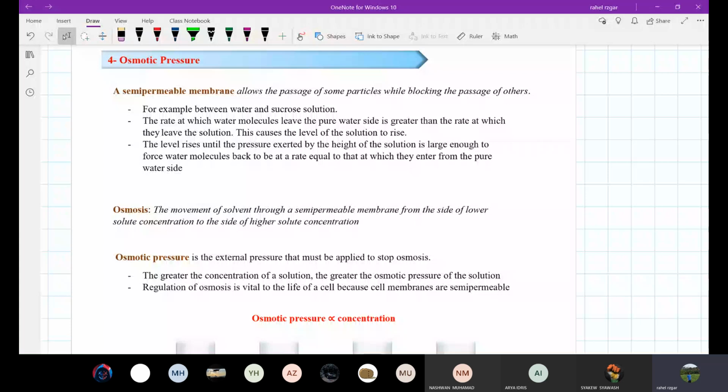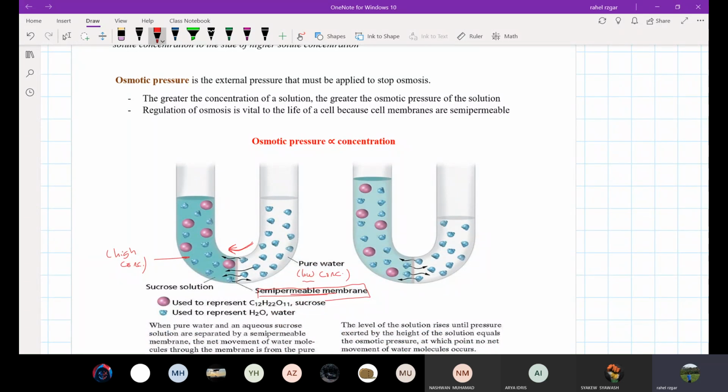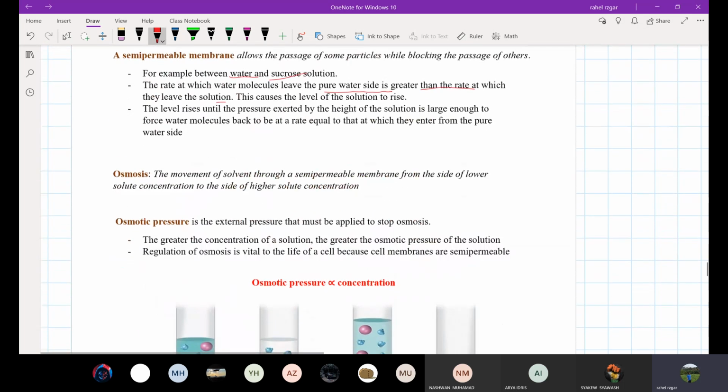So between water and a separate solution, the rate at which water molecules leave the pure water side is greater than the rate at which they leave the solution. So the flow is more from the water towards the solution than from the solution to the water. So that's what it means. Point 2. This causes the level of the solution to rise.